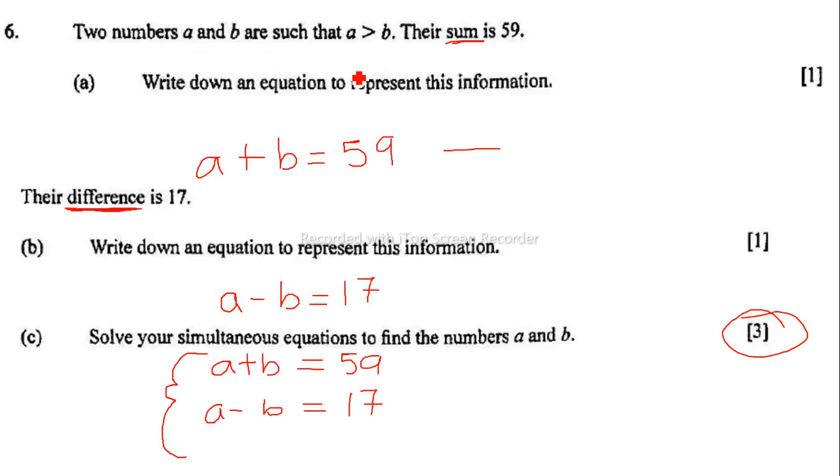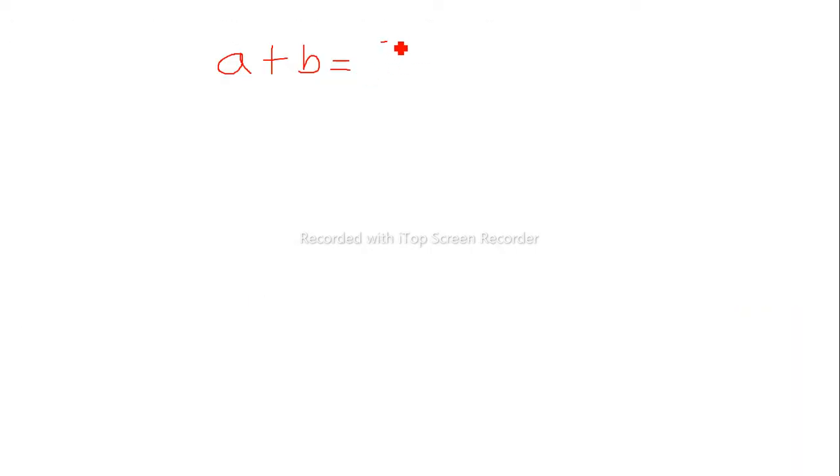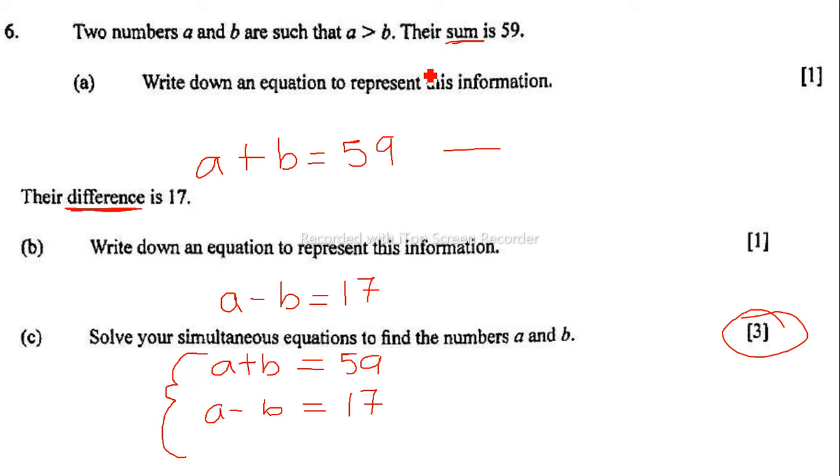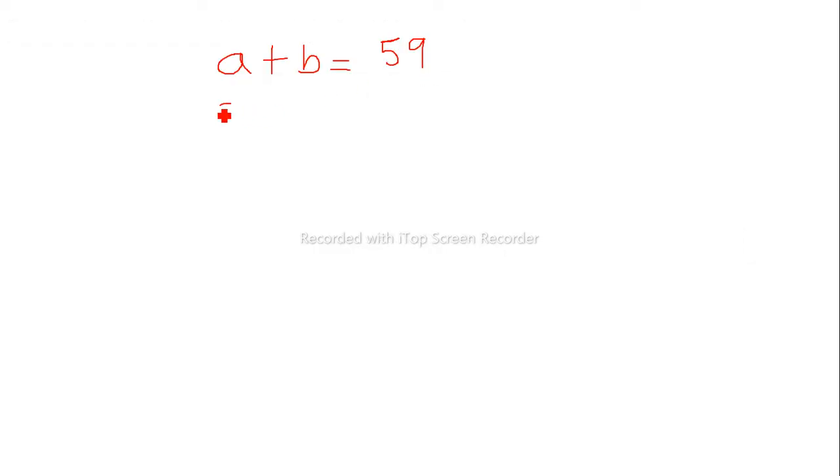You can do simultaneous equations either by elimination or substitution. But the way this question is set up, to do anything but elimination is going to take you longer. So I'm glad that the person chose to do elimination. That's the perfect one for this. So you're going to solve the simultaneous equation by elimination.